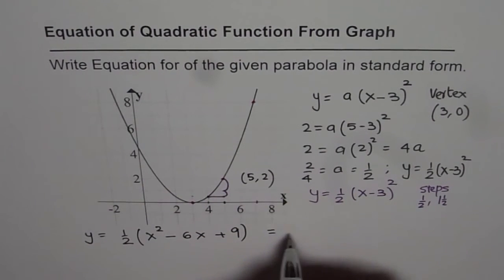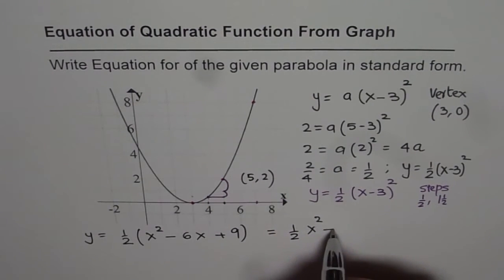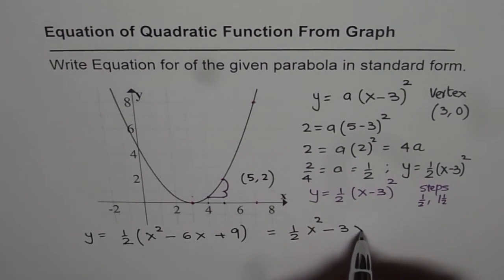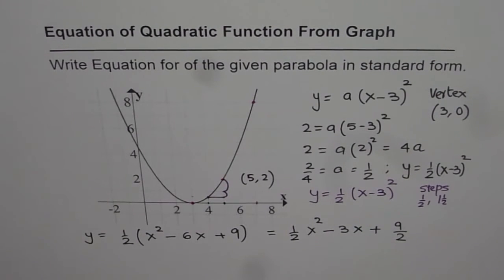So that is half of x square minus 3x plus 9 over 2, right? So that becomes the equation of the parabola in standard form.